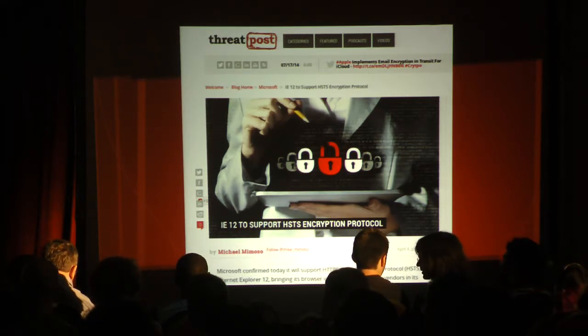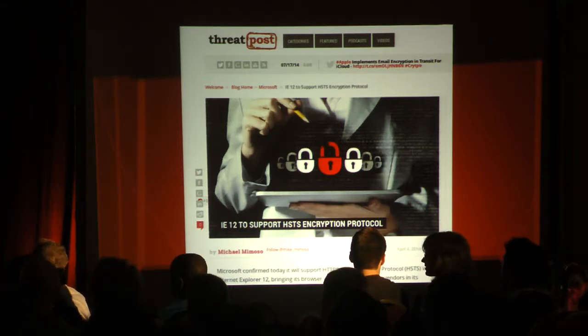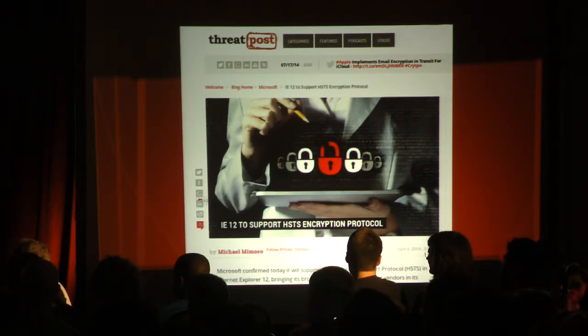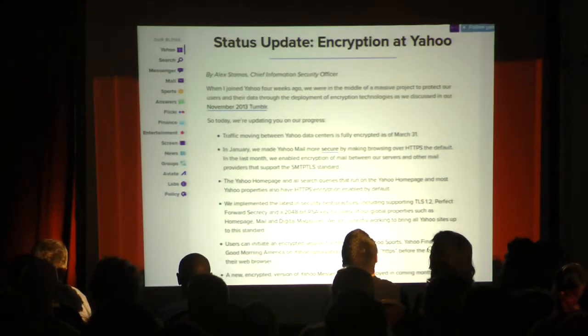And now IE, after EFF asked them, Microsoft has said that they're going to support HSTS in the next release of Internet Explorer. Browsers! Yay! Browsers! Browsers! Cool.